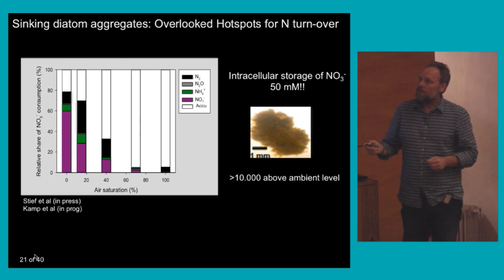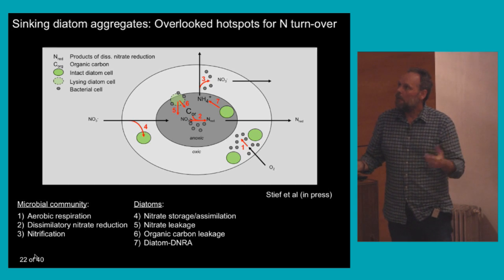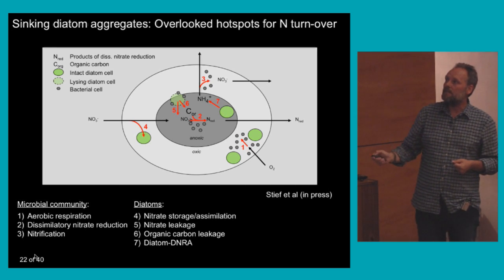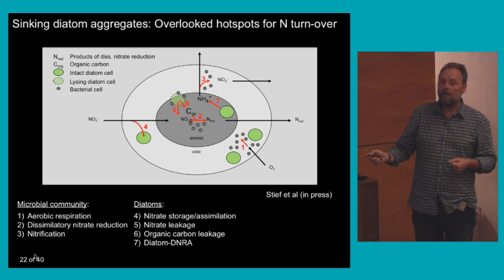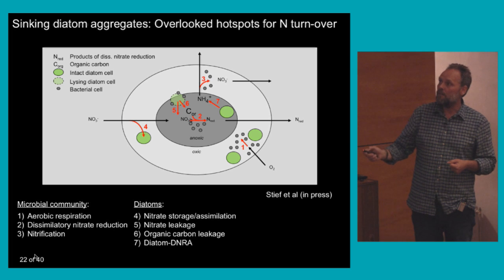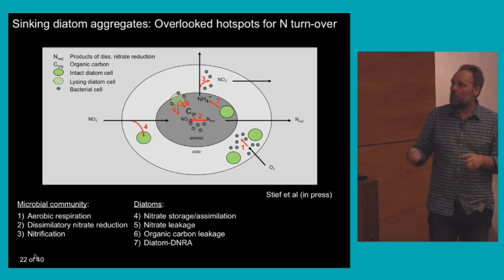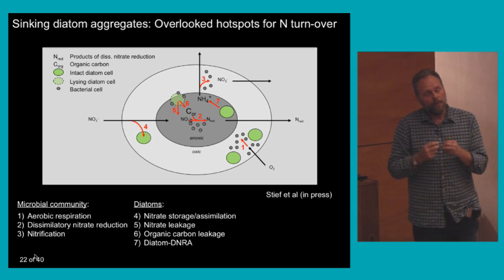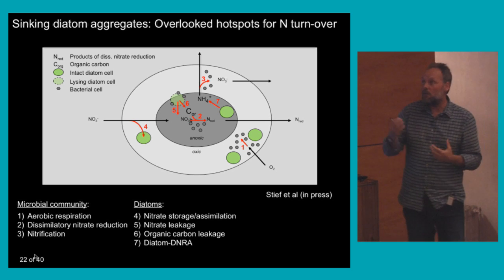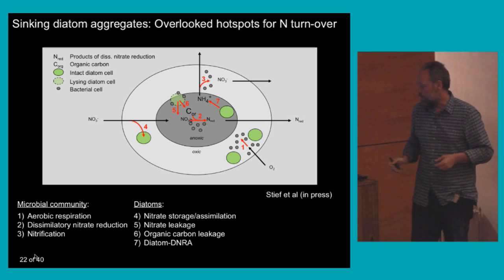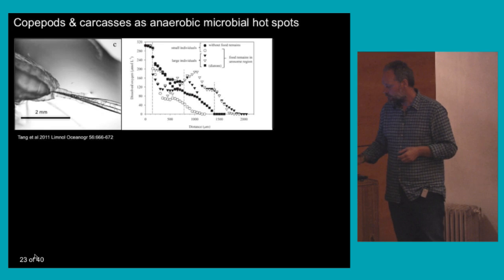So that allows us to make a conceptual diagram here, where the aggregates consist of an oxic outer shell and an anoxic core, where you can have anoxic processes going on here, and oxic processes going on here. I won't go into detail with it, but overall it has very important implications for the nitrogen turnover and also for the export of nitrogen to deeper waters.